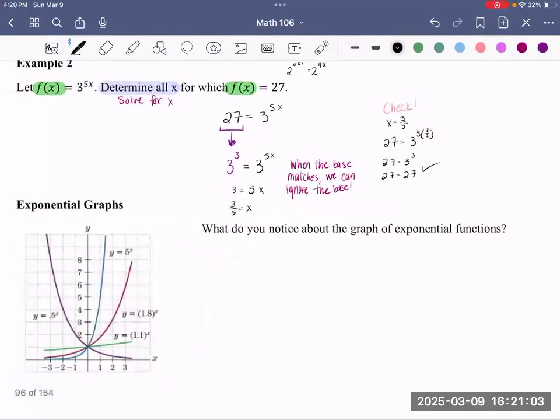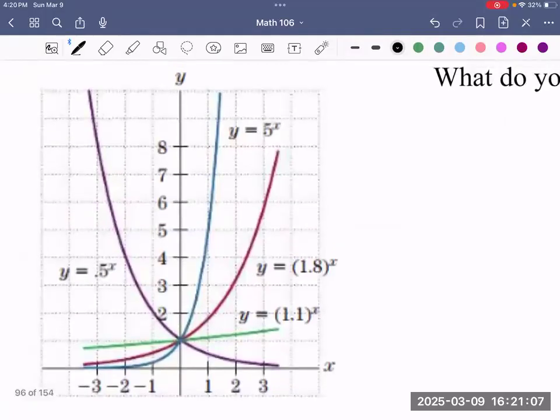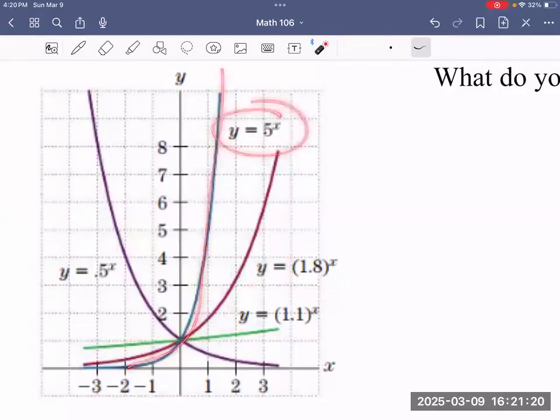Now let's take a look at these exponential graphs. What do you notice about your graphs of exponential functions? So we have a lot of different exponential functions. This one is in green over here, 1.1 to the x. We have this red one, 1.8 to the x. This blue one, 5 to the x. And then we have this purple one as 0.5 to the x. So what are we noticing? Well, we should maybe notice that we have a horizontal asymptote.